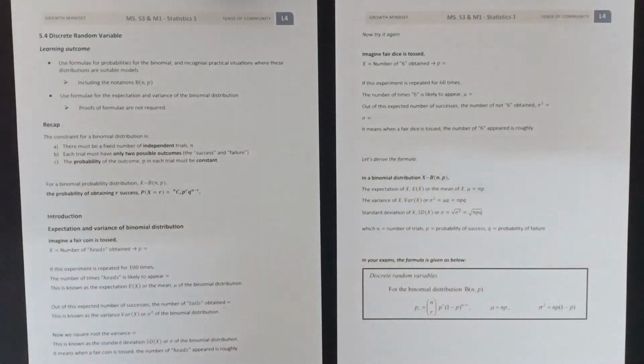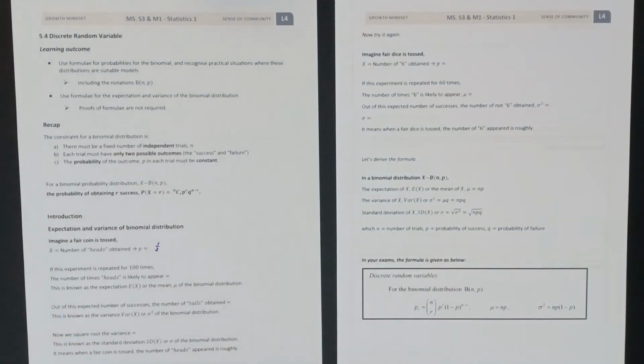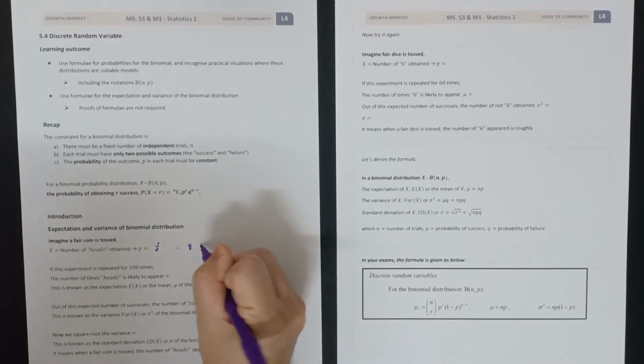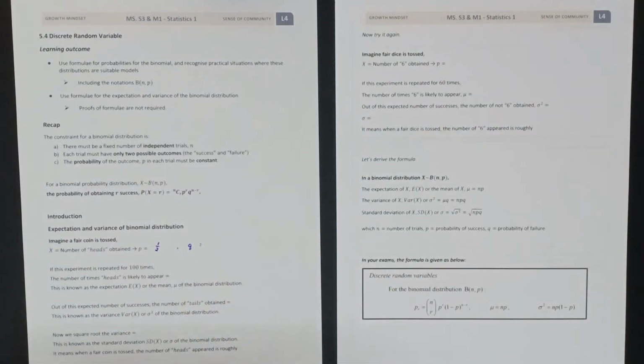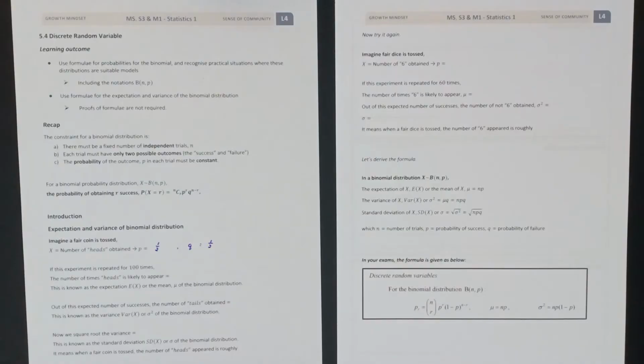Okay, so the first thing is, let's see here. Imagine a fair coin is tossed. X is the number of heads obtained. So what is your p, meaning what is your probability of success here? It will be 1/2, correct? So the probability for you to get a head is 1/2. And then what is your q, the probability of a failure, meaning you get a tail? It will be 1/2 also.